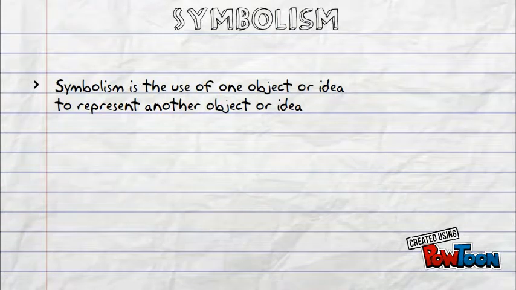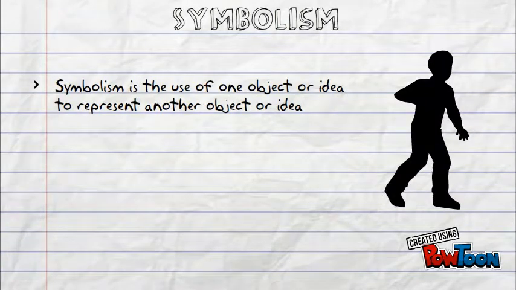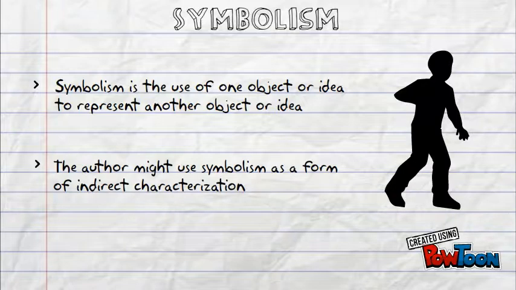Symbolism is the use of one object or idea to represent another object or idea. Therefore, symbolism is very important to understand the deeper meanings of the text. Also, symbolism can be used as indirect characterization.